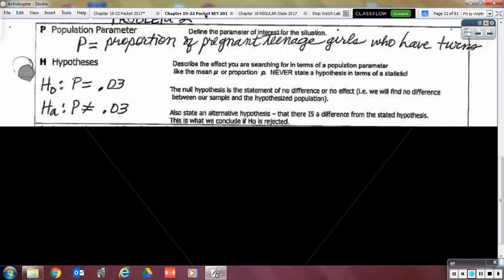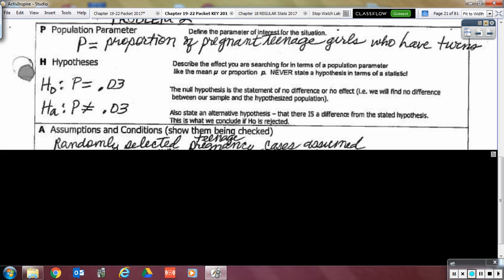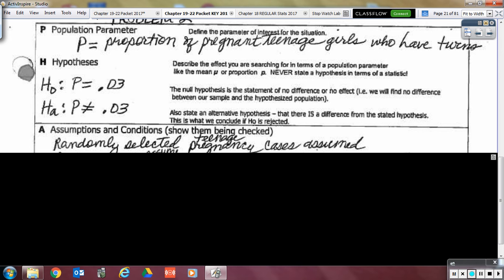Now let's check assumptions. What's our first one? Random what? Yes, and these are randomly selected teenage pregnancy cases, because I'm collecting data on teenage pregnancies. So I've randomly selected teenage pregnancies, assumed. And this is kind of a big assumption. It tells us about a hospital and that they were all taken from one hospital. Maybe that was a cluster. Maybe they randomly selected that cluster and then took all of the teenage ones there that year. They say it's like all cases. I don't know. So we're assuming that's random.